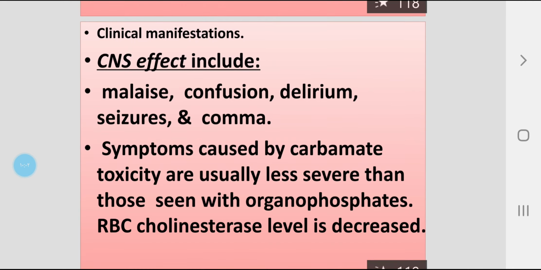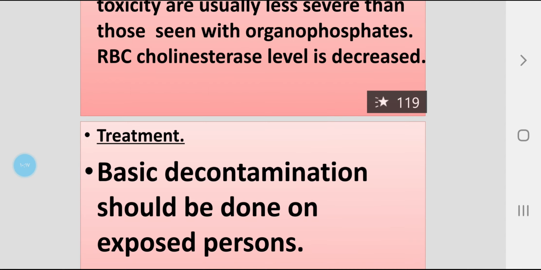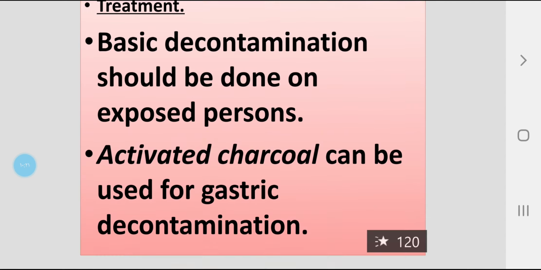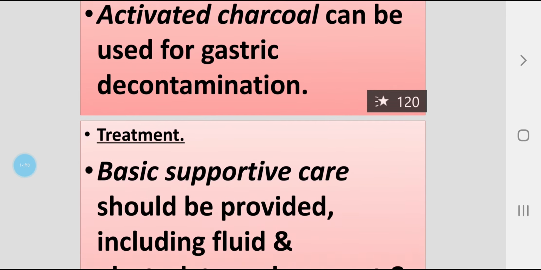CNS effects include malaise, confusion, delirium, seizure, and coma. Symptoms caused by carbamate toxicity are usually less severe than those seen with organophosphates. RBC cholinesterase level is decreased. Treatment: basic decontamination should be done on the exposed person. Activated charcoal can be used for gastric decontamination.